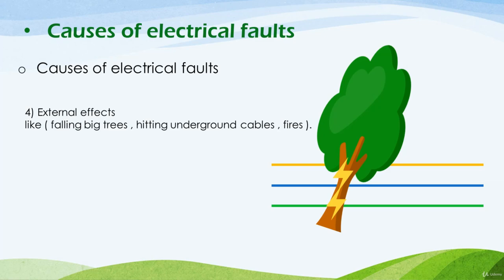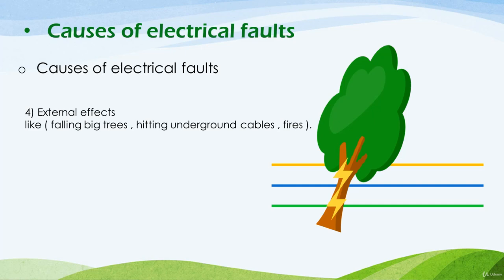Another reason that causes faults is fire, as fire may produce great damage to the electrical equipment. So all of these external reasons produce a great change in the voltage or current values, as they may increase greatly due to a short circuit condition, or it may change to an open circuit condition, or it may damage the equipment itself.